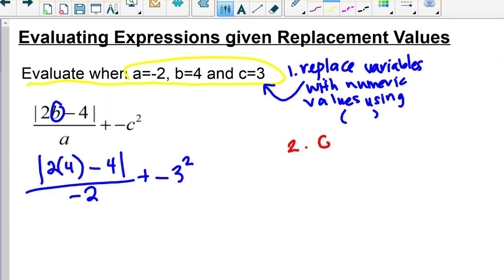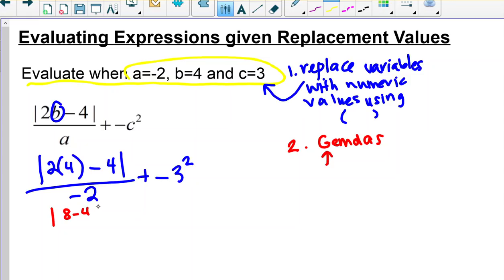Okay, so now that I've substituted or replaced my variables with the numeric values, in order to simplify this, I'm going to use GEMDAS, or order of operations, just like we've been doing last class. Okay, so my G is my grouping symbol. And right away with grouping, I see absolute values. So that's what I'm going to simplify first. So if I look inside the absolute value bars, I see multiplication and subtraction. And order of operations tells me to multiply first. So I have 2 times 4, which is 8.